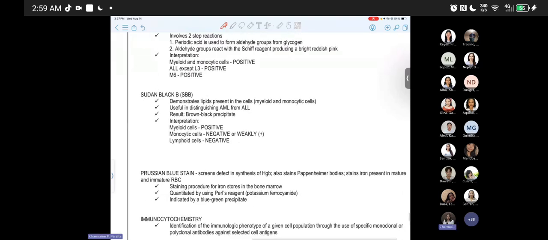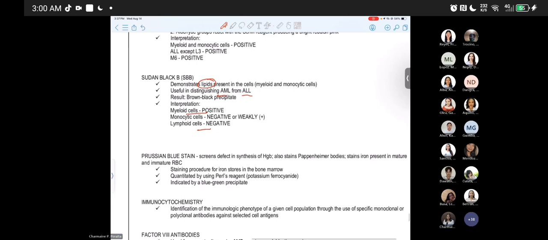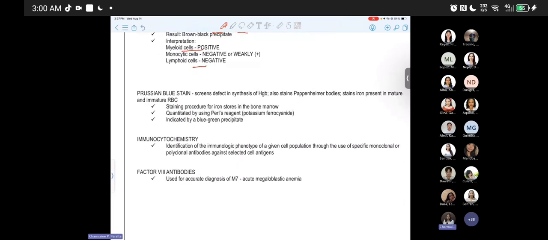Then we have Sudan black B. So ang mga Sudan stain, these are stain used for fat cells. So si Sudan black B ginagamit to demonstrate lipids present in the cells, useful in distinguishing AML from ALL. Pag myeloid cells, positive. Pag lymphoid cells, negative. Prussian blue stain, so ginagamit to stain the iron present in mature and immature RBC.